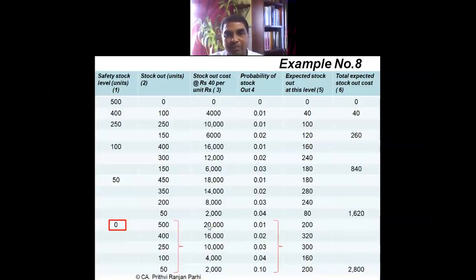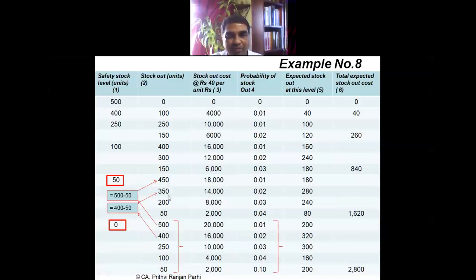Expected cost is calculated by multiplying the cost with the probability. Now, if I keep a safety stock of 50, my stock out will not be 500, it will be 450. Similarly, the 400 possibility of stock out will not be there, it will be 350.